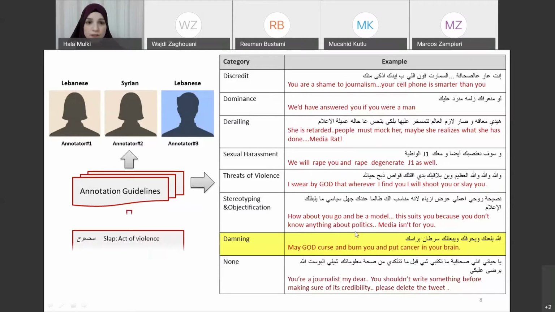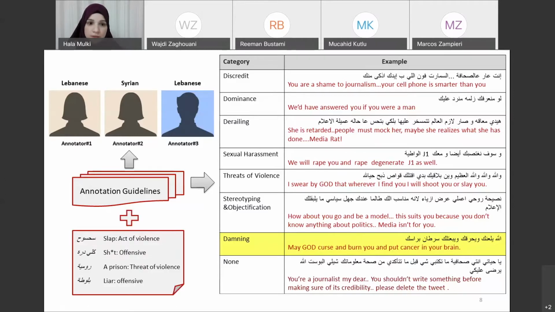Moreover, we enriched our annotation guidelines with specific terms and phrases inspired by the revolution context and also by Lebanese culture. For example, the word sahsouh was developed during the revolution and refers to an act of violence. Similarly, we provided our annotators with such terms in order to understand the context much better and provide more reliable annotations.